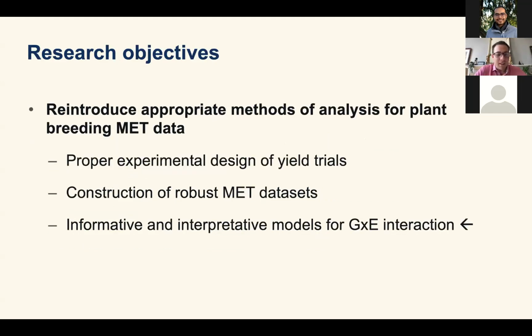Having said all that, and hopefully brought up a few discussion points, my research at the moment in my PhD is following on from the fundamentals I've learned over the last 8 years or so, and taking that forward with genomic selection. So, as I say, reintroduce appropriate methods of analysis for plant breeding metadata, such as proper experimental design and construction of metadata sets. What I'm really going to finish off the talk with today is talking a bit more about how we can use informative and interpretive models for GxE interaction.